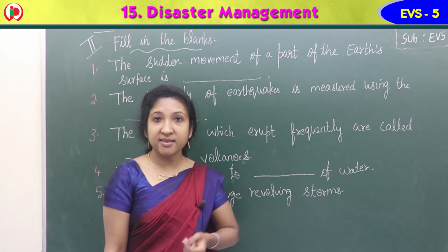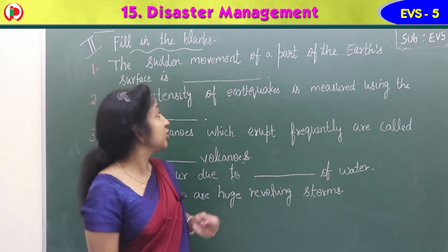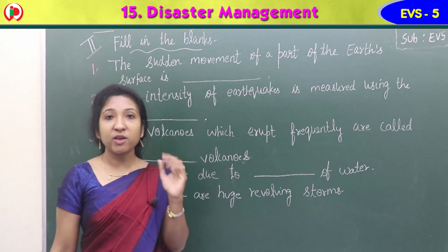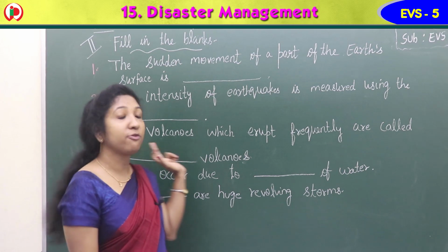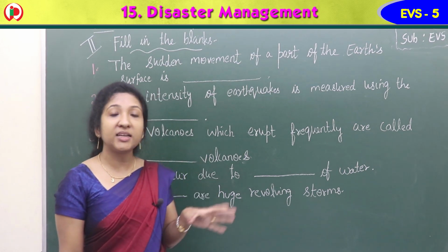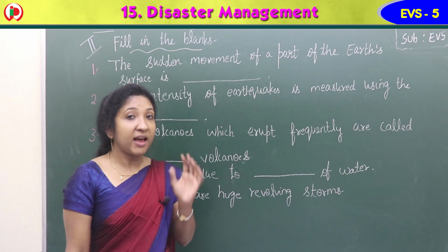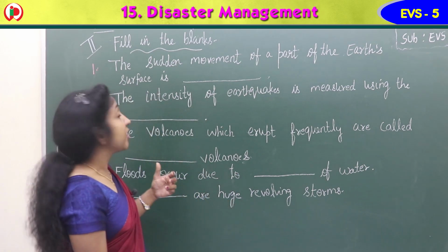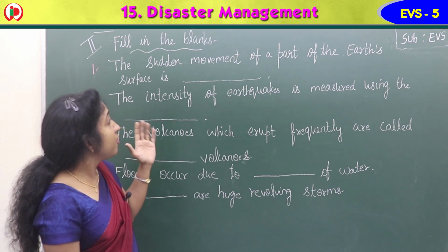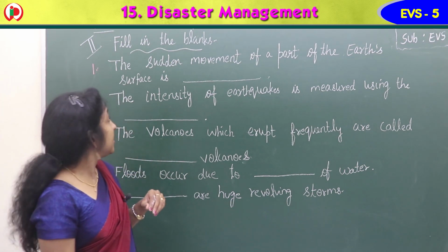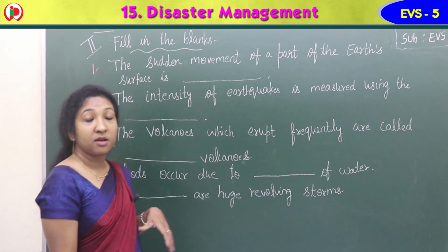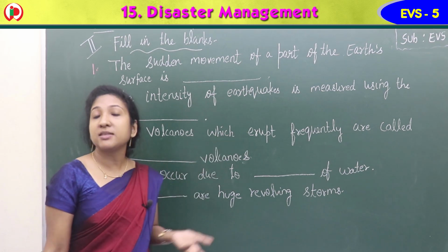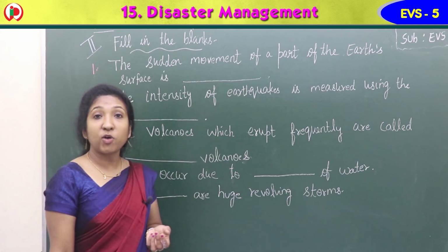Children, so next exercise in the workbook is exercise 2. Fill in the blanks. So here we have 5 fill in the blanks. 1, 2, 3, 4 and 5. So children, read the question and write the correct answer in the blanks. Okay, so come on, let us read. The question 1. The sudden movement of a part of the earth's surface is dash. A sudden movement or shaking of the part of earth's surface is called as what?